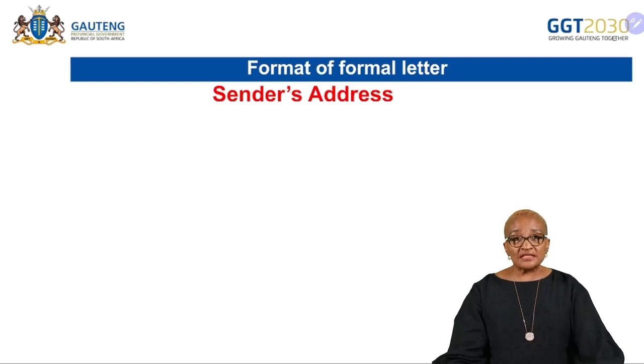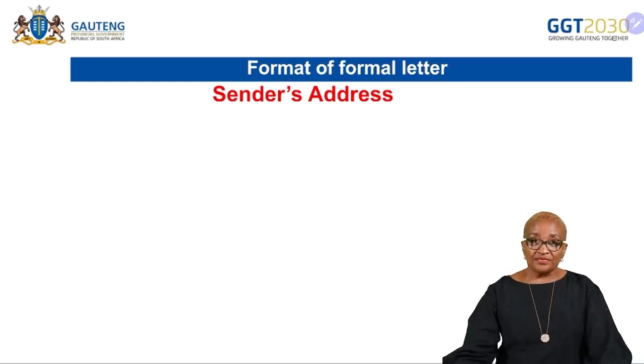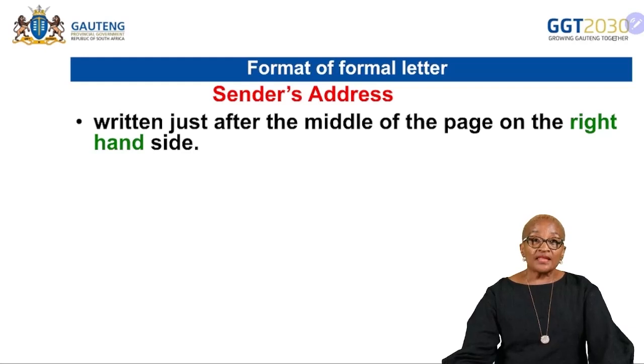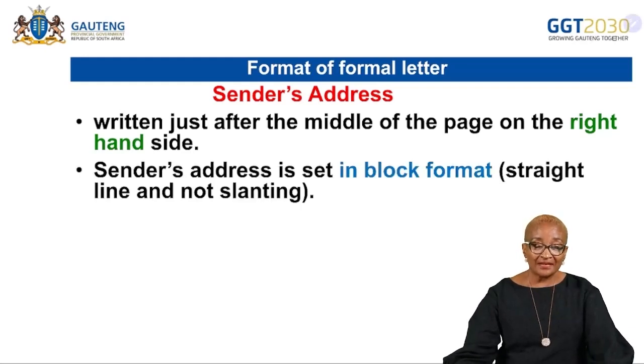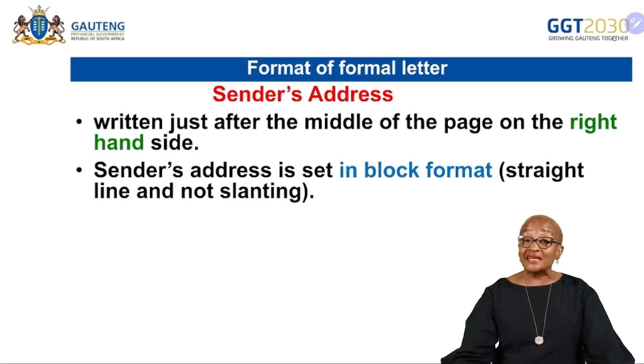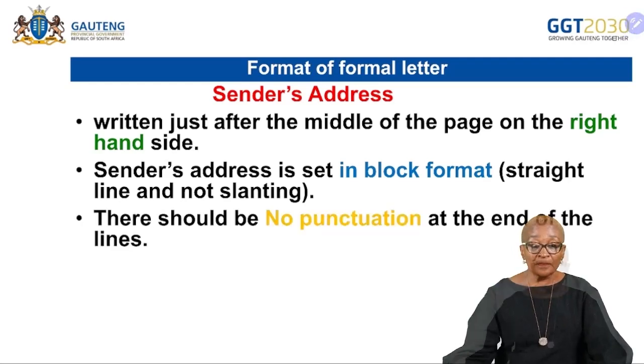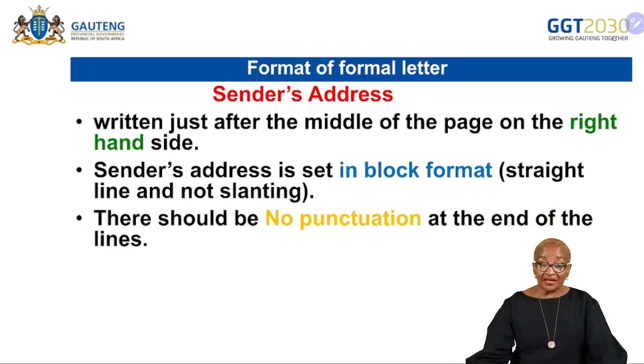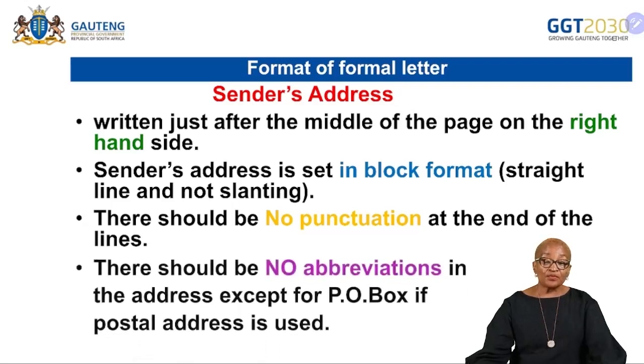Right, let's have a look at the address in the case of a formal letter, and that is the format. We will start first with the sender's address. This is written just after the middle of the page on the right-hand side. Sender's address is set in block format, that is straight line and non-slanting. There should be no punctuation at the end of the lines. There should be no abbreviations in the address except for PO box if postal address is being used. By now, you should be familiar with all of these.